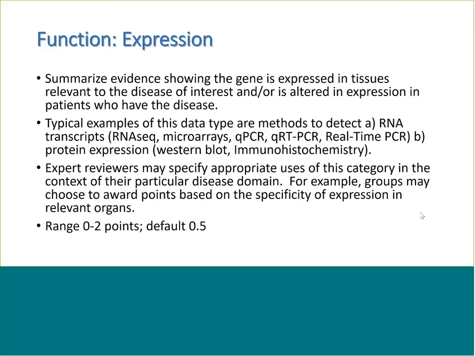So moving on to expression. This is where you would summarize evidence showing that the gene is expressed in tissues relevant to the disease of interest, or that the expression is altered in patients who have the disease. And of course, typical methods here are things like looking at RNA transcripts, so RNA-seq, microarrays, qPCR, RT-PCR, etc., and protein expression such as Western blot, immunohistochemistry. And what we did want to note here is that expert reviewers may specify appropriate uses of this category depending on their particular disease domain.